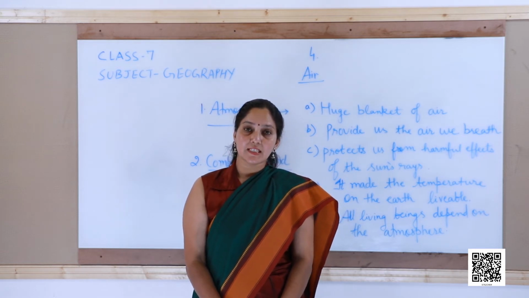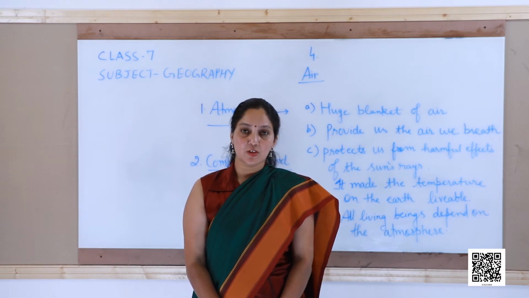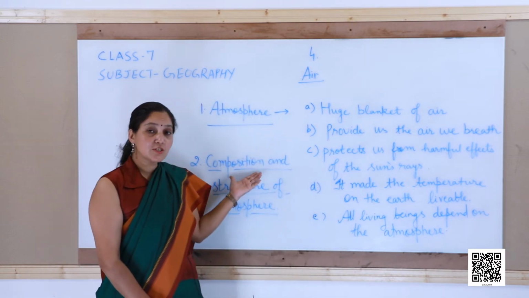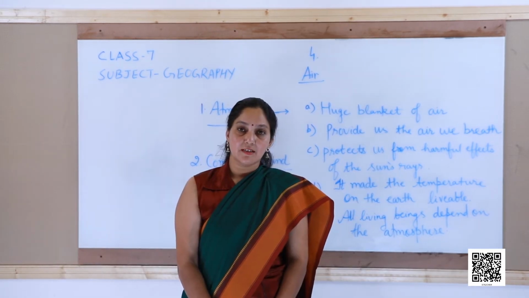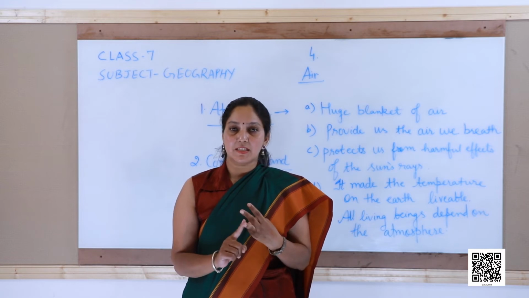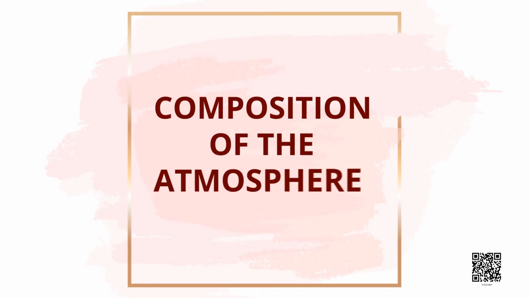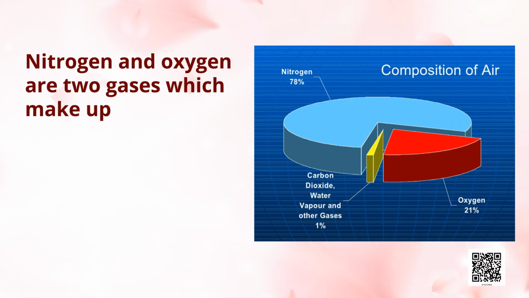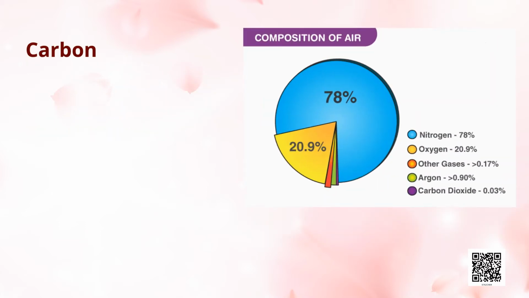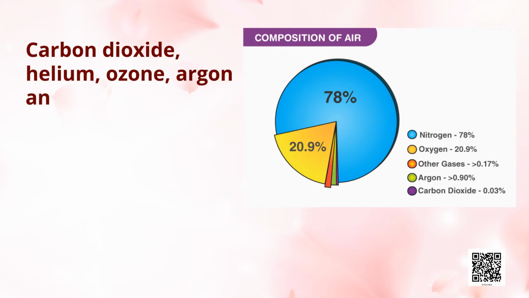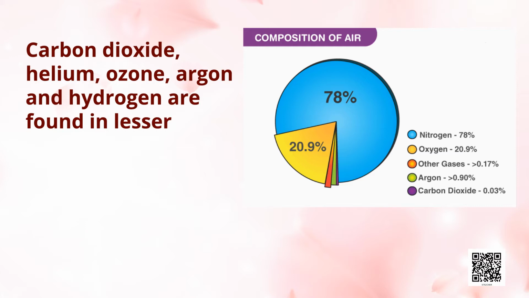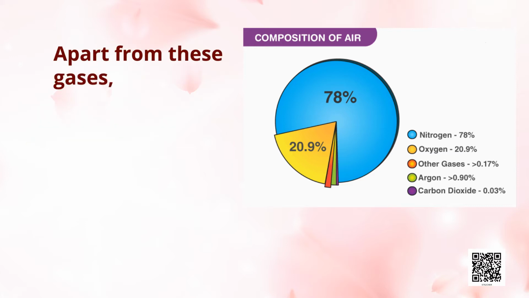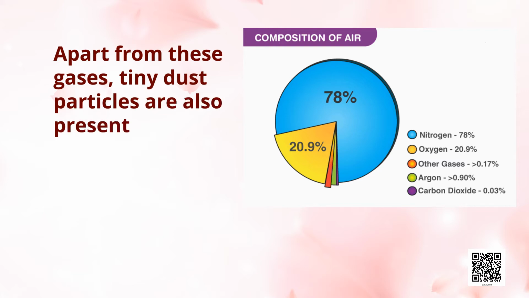After atmosphere, we will discuss the composition and structure of the atmosphere. So students, the atmosphere comprises three things: gases, water vapor and dust particles. So we can explain the composition of the atmosphere. Do you know that the air we take in while breathing is actually a mixture of many gases? Nitrogen and oxygen are two gases which make up the bulk of the atmosphere. Carbon dioxide, helium, ozone, argon and hydrogen are found in lesser quantities. Apart from these gases, tiny dust particles are also present in the air.